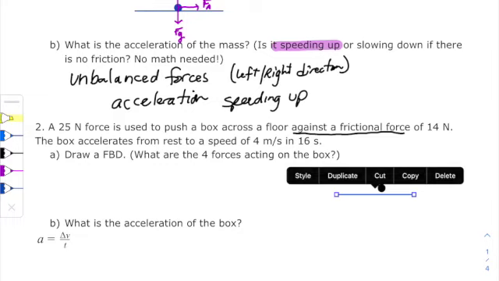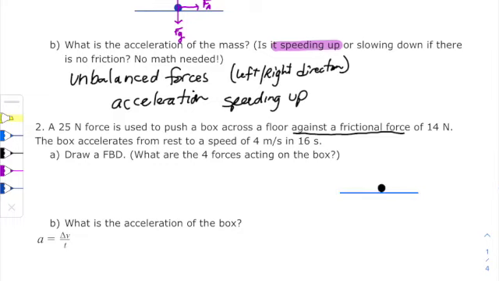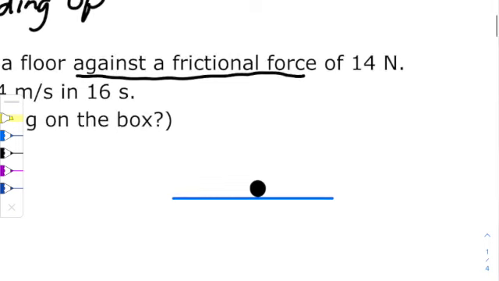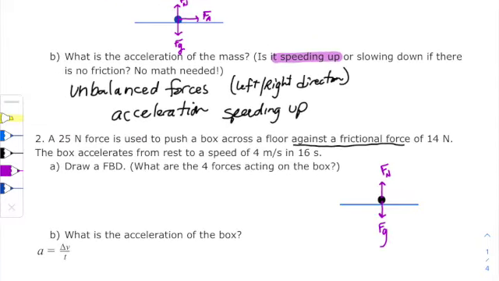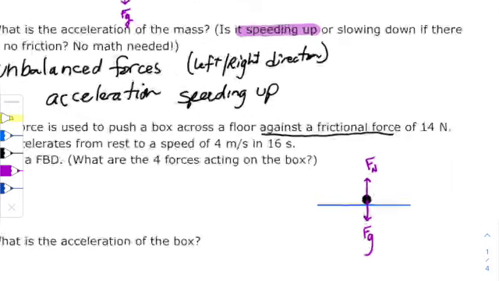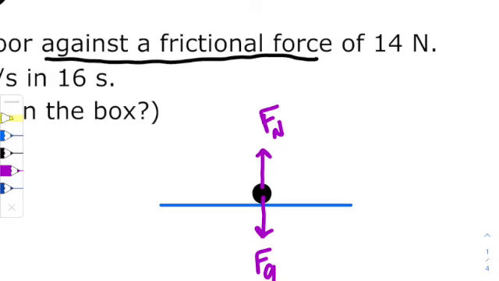Here's our floor. So we have gravity and normal. Those are equal and opposite and balanced in the up and down direction. Box is not moving up, box is not moving down, it's balanced that way. And then we have 25 newtons, we'll say to the right, and then we have a frictional force to the left of 14. So we have a force applied of 25 newtons to the right.